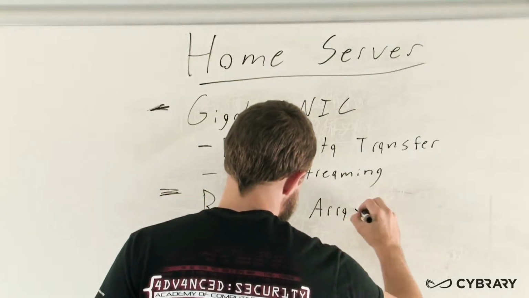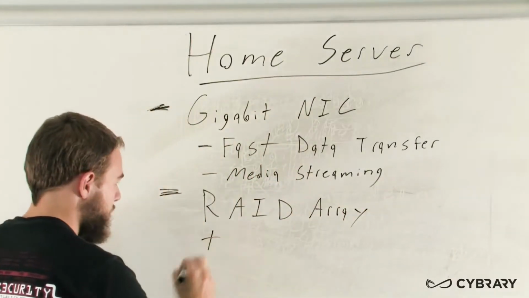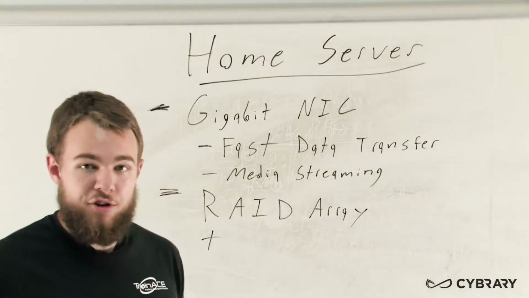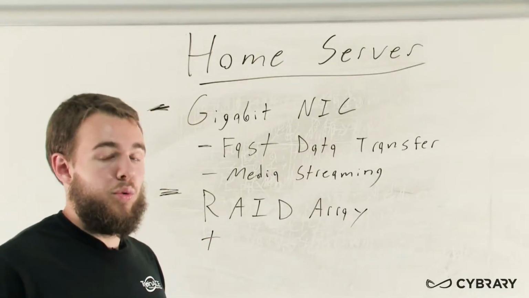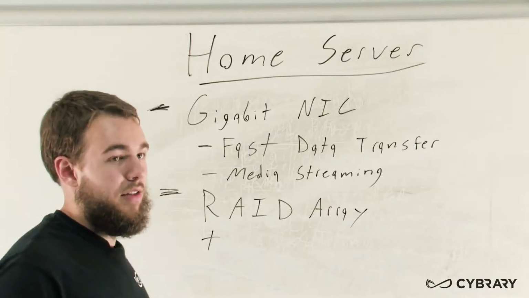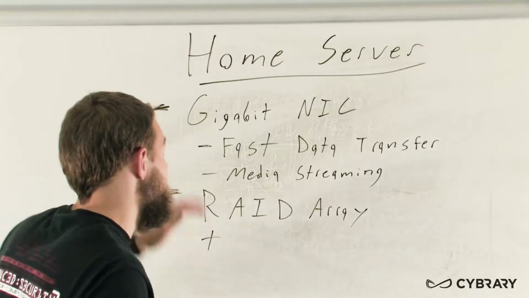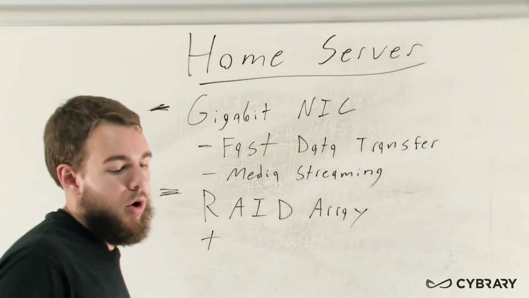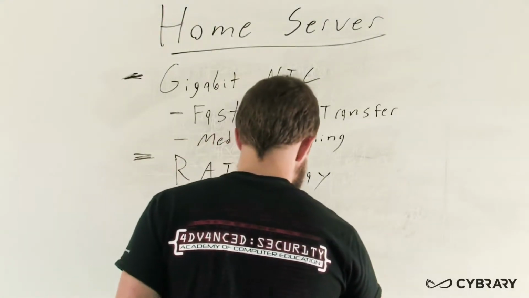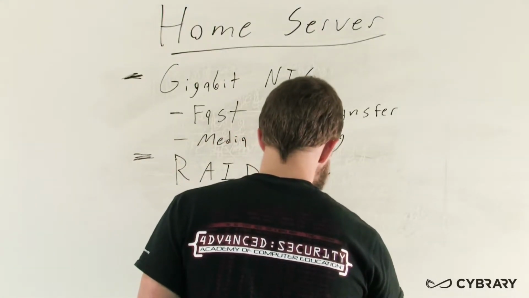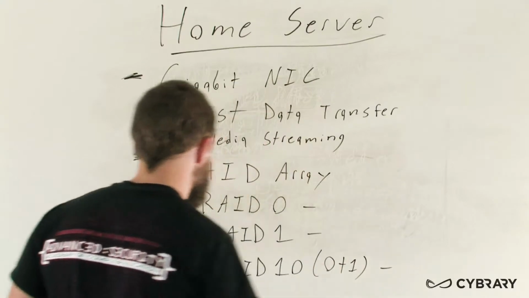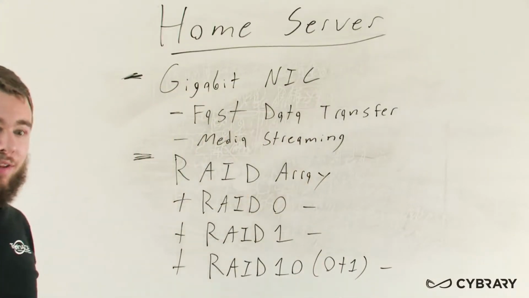Our last component for our home server PC is going to be our RAID array, a redundant array of independent disks. Now, our RAID array, again, comes in a couple different versions. We have RAID 0, RAID 1, and RAID 10. These are the three different types of RAIDs that we're going to be talking about when it relates to our home server. RAID 10 being really RAID 0 plus 1. So it's essentially those two types of RAIDs together.